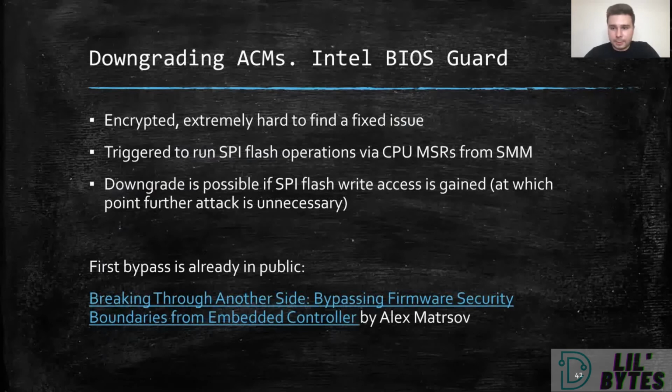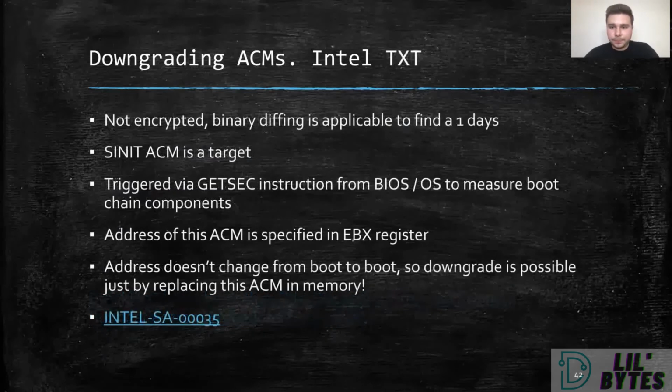Now Intel BIOS Guard. This is used to disable unauthorized write operations to the SPI flash memory where the firmware is stored. Its ACM is encrypted and it's extremely hard to find a fixed issue. This requires a lot of time for testing its behavior, and this is a huge subject, so we won't talk about it today. Now about Intel TXT.